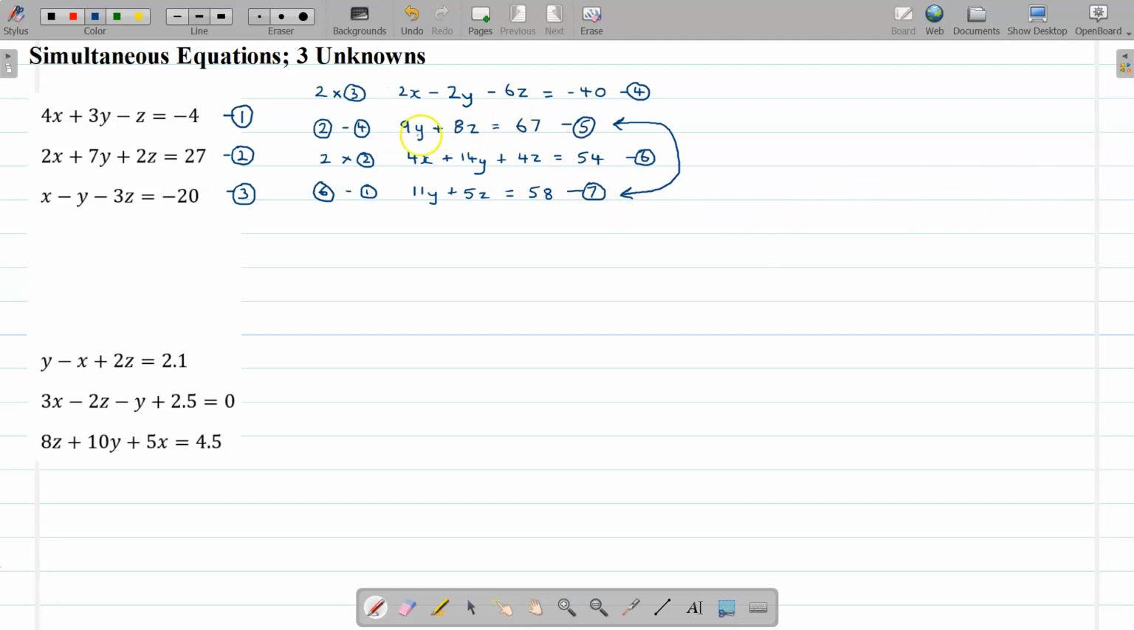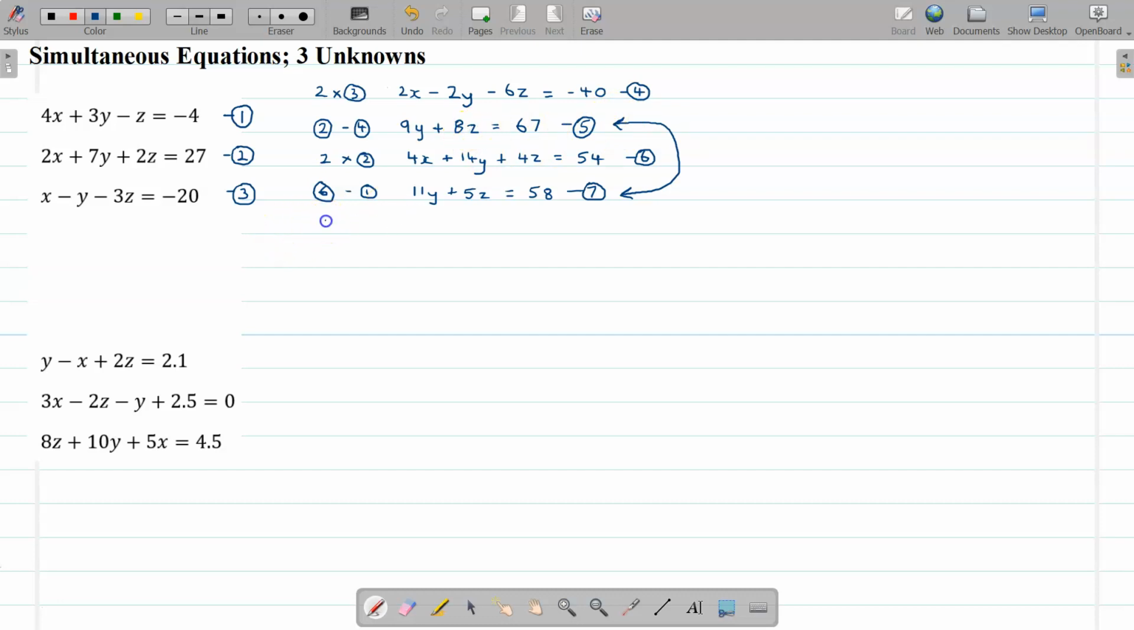Well, we look at the coefficients of y and z, and we try to make any pair of them the same. It's a bit like finding a lowest common multiple of one of the terms. So I could change both of these y terms into 99, or maybe easier, I could change the z terms into 40, which is the lowest common multiple of 8 and 5. So I'm going to do that. I'm going to take equation 5 and multiply it by 5.